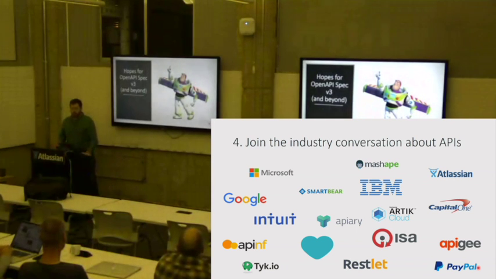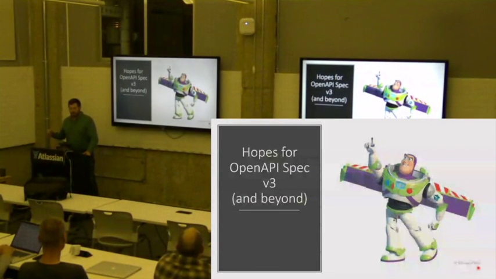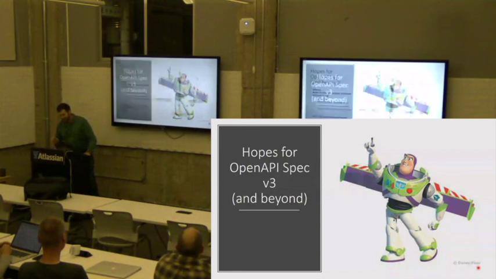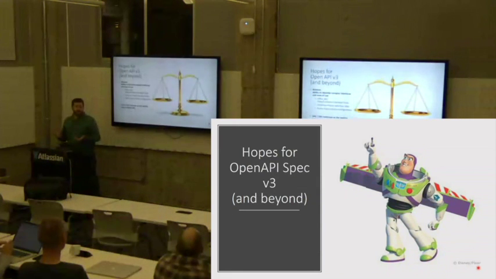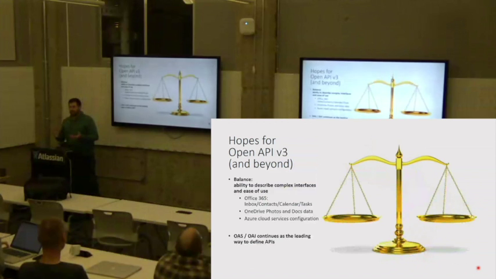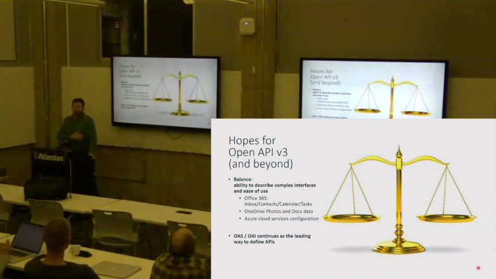So, hopes for OpenAPI spec V3 and beyond. First thing is balance, because there's a lot of things that we could put into the OpenAPI spec. And so we as a community, the OpenAPI community, need to be thoughtful about what goes in there so that we don't make it so heavy and so big and so complex that the next new member doesn't want to come on board or finds it too onerous to understand.